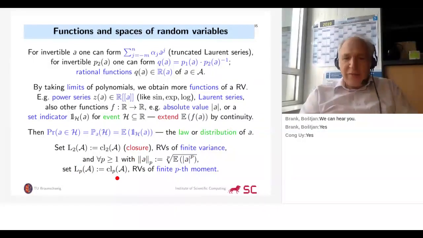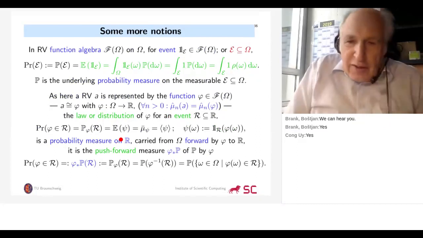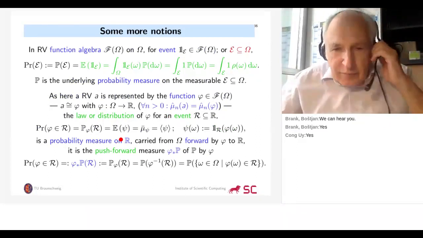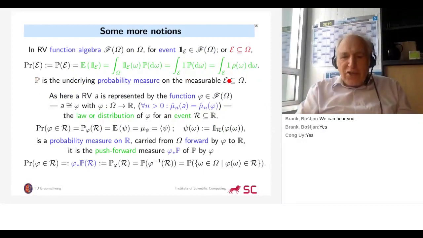This is like making the real numbers from the rational numbers. These are these completions. Good. Some more notions we have to know, and one is the probability we've already seen. So this is the underlying probability measure. We've seen this already.